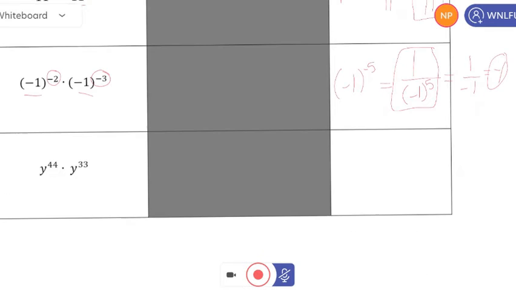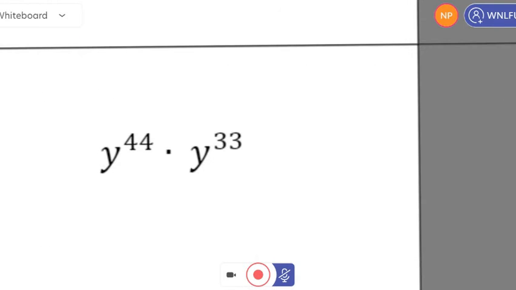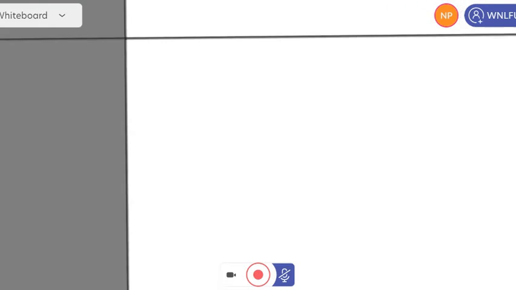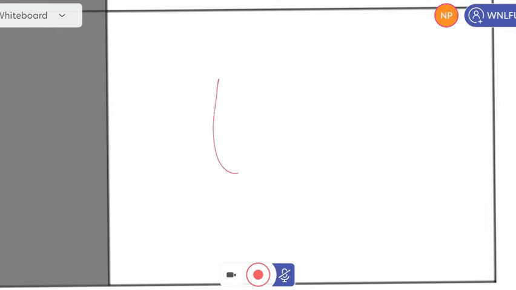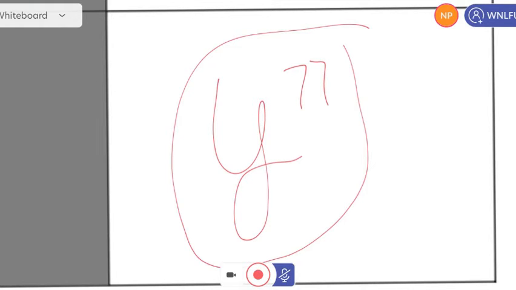Okay, let's go to the last one here. We have a base right here. They're the same, y. So since the bases are the same, we can use the product rule by keeping the base and adding the exponents. So we need to add 44 and 33, which is 77. So y to the 77th power. And that's it. We can't simplify that any further.